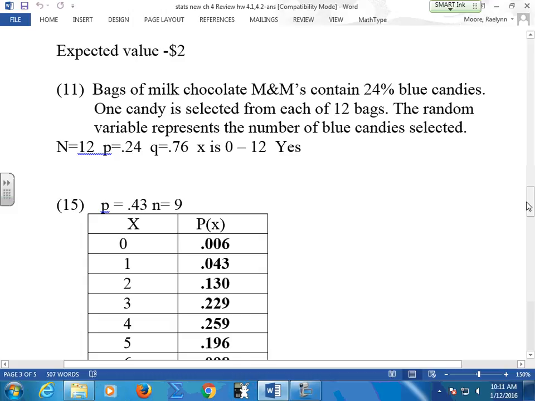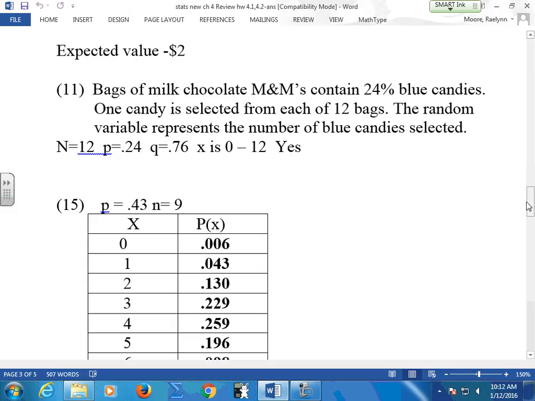For this one, you just had to tell me if it was a binomial or not. The probability stays fixed. We do it n amount of times. We either get a, what are we looking for, a blue or not a blue. Bless you. So you have two choices. One's a success, one's a failure. We did it X amount of times. Our random variable says from 0 blues to 12 blues. So yes, this was a binomial.